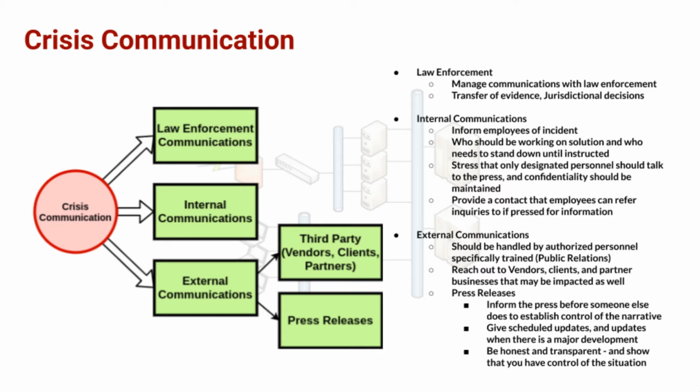Your plan for internal communications to your own employees is going to be critically important. First of all, you need to inform your employees that something happened. You're going to need to make sure that employees that need to be working on the problem in some way, shape, or form are engaged and put in touch with the correct parties. And you absolutely need to stress to your employees that only designated personnel should be talking to the press, and you need to maintain confidentiality.